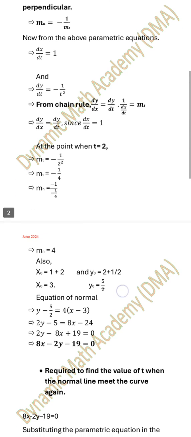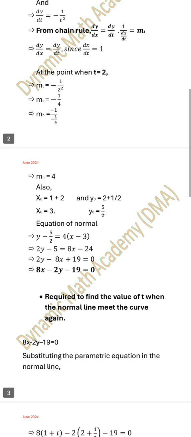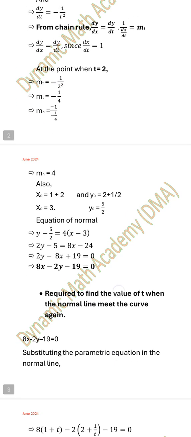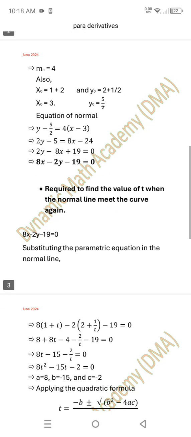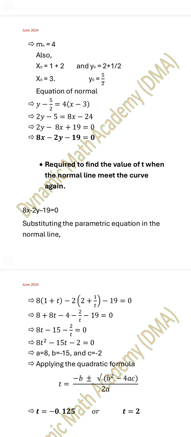So we are going to take the corresponding values of x and y and substitute them here, and we're going to have an equation in t. So if you do that correctly, this is what we're going to have. We have 8 into 1 plus t minus 2 into 2 plus 1 over t, minus 19 equals 0.